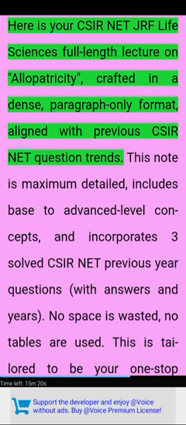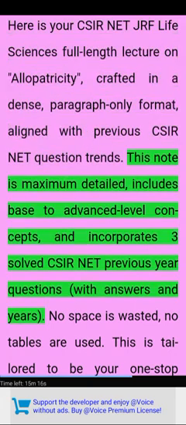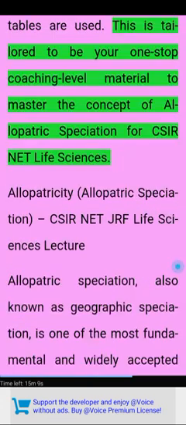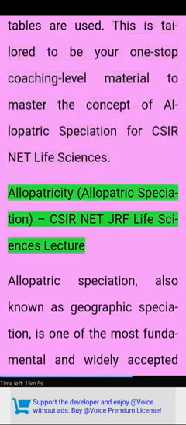Here is your CSIR-NET JRF Life Sciences full-length lecture on allopatricity, crafted in a dense, paragraph-only format, aligned with previous CSIR-NET question trends. This note is maximally detailed, includes advanced-level concepts, and incorporates pre-solved CSIR-NET previous year questions with answers and years. No space is wasted, no tables are used. This is tailored to be your one-stop coaching-level material to master the concept of allopatric speciation for CSIR-NET Life Sciences. Allopatricity, allopatric speciation, CSIR-NET JRF Life Sciences lecture.